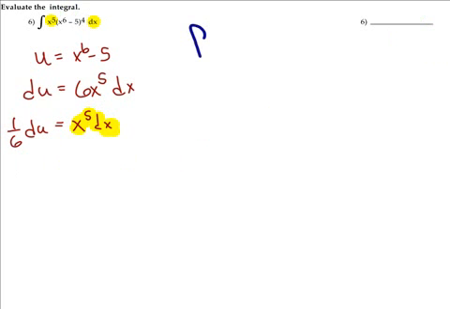So we'll write our new integral. Instead of this binomial to the 4th power, I just have u to the 4th power. And then we're replacing x to the 5th dx with 1/6 du. And we've got an integral that's easier than the one we started with using substitution.